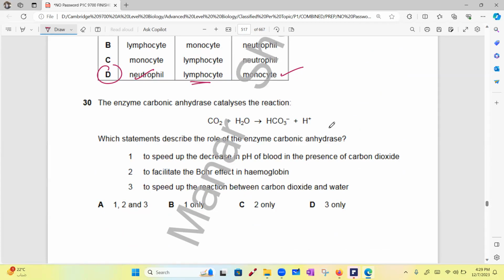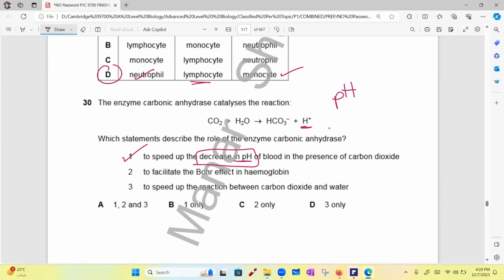Okay, let's look at 1. Well, 1 is correct. Wait, be patient. To speed up the decrease in pH of blood in the presence of carbon dioxide. Now, this is a little bit of chemistry here. When you have lots of hydrogen ions, what will happen to the pH value? Increase or decrease? It will decrease. Yes, it will become more acidic. So 1 is right or wrong?